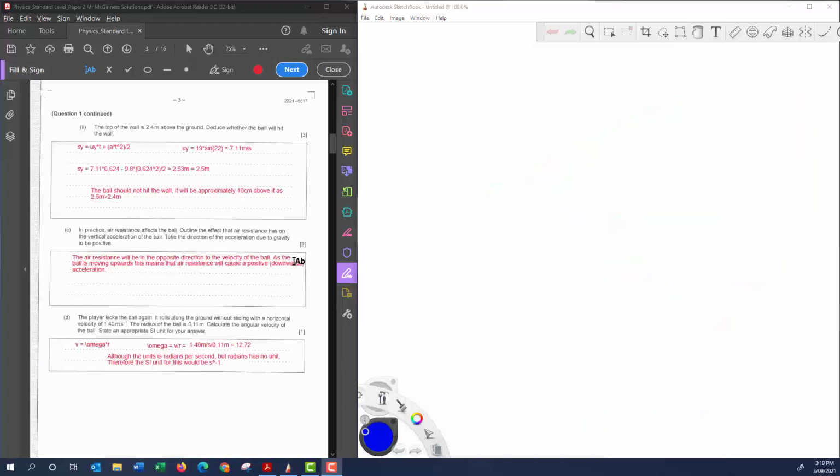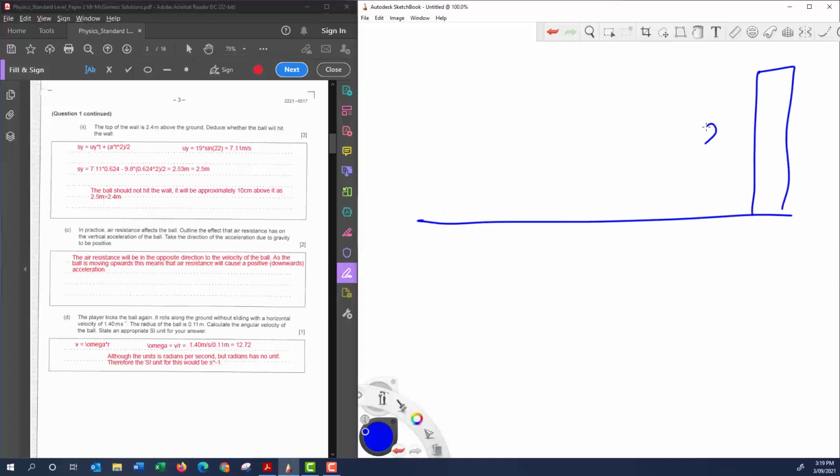Okay, so if we have a look at the next part of this question, the top of the wall is 2.4 meters above the ground. So, okay, over here I've got my wall, and I'm told that it's 2.4 meters tall, essentially. Deduce whether the ball will hit the wall or not.